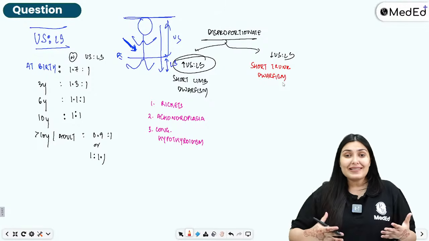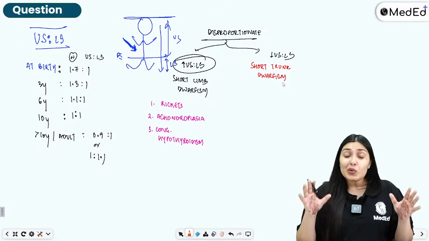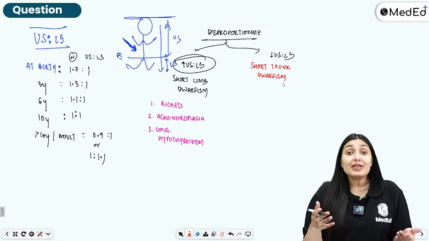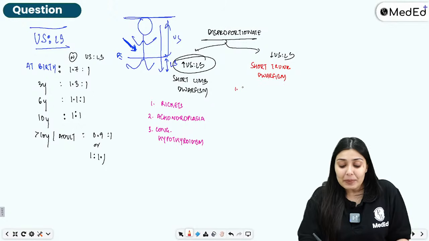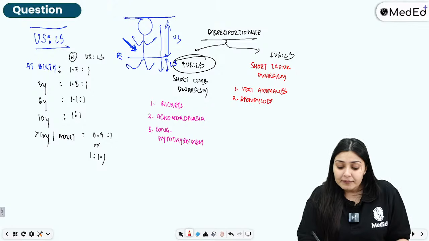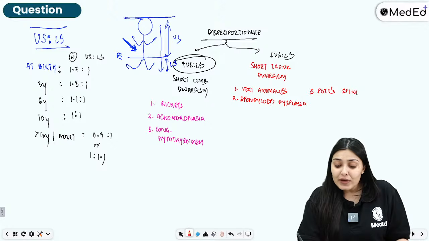So trunk mainly is composed of spine and your rib cage. So any problem with the spine can lead to a short trunk. So this includes conditions affecting the spine like vertebral anomalies. There can be spondyloepiphyseal dysplasia, Pott spine, and storage disorders like mucopolysaccharidosis.